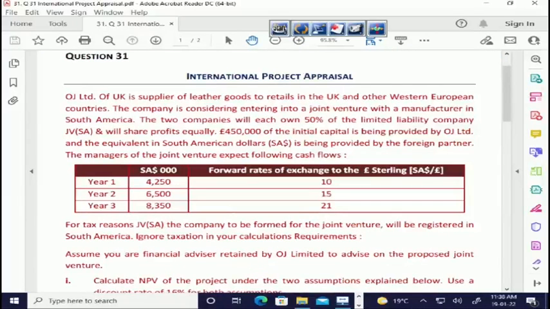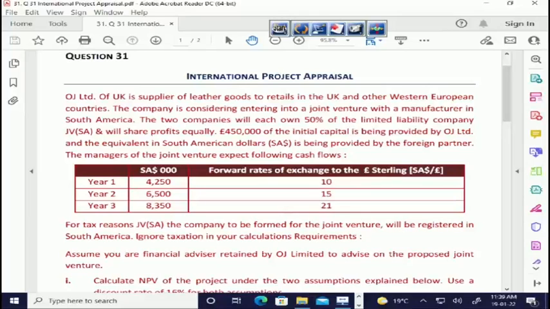It is not case study type. In fact, this was also done in class. Let me see, but I consider the sum to be important. Let's have a look. OJ Limited of UK is supplier of leather goods to retailers in UK and other Western European countries. The company is considering entering into a joint venture with a manufacturer in South America. The two companies will each own 50% of the limited liability company and will share profits equally.